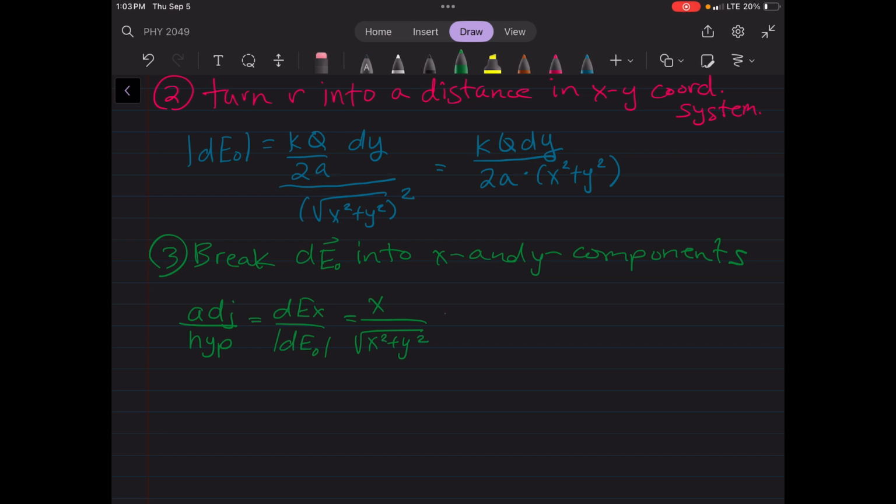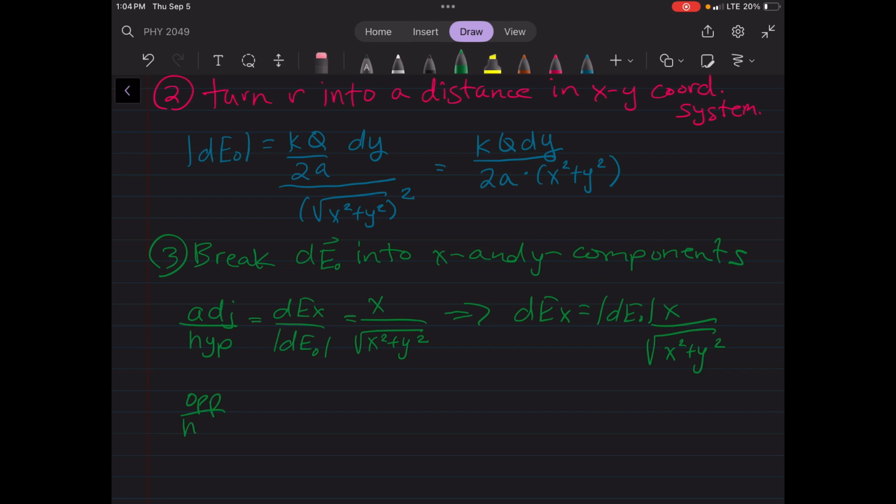So now I solve for dEx, which is just my dE magnitude times the ratio of x over the square root of x squared plus y squared. So it kind of looks like we complicated things more, right? But in fact, it's actually going to be a slightly easier integral. So let's now find the other component, and then we'll work on those integrals.